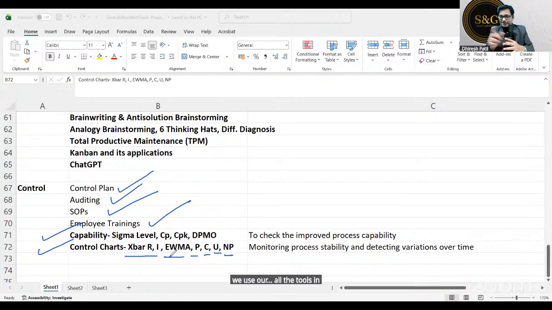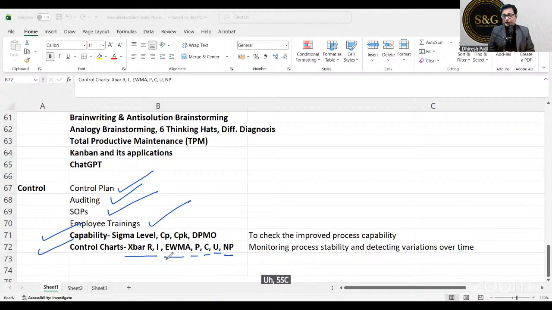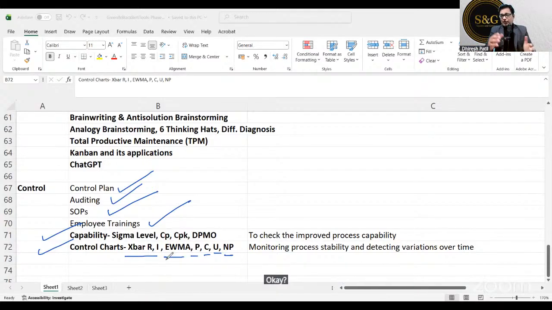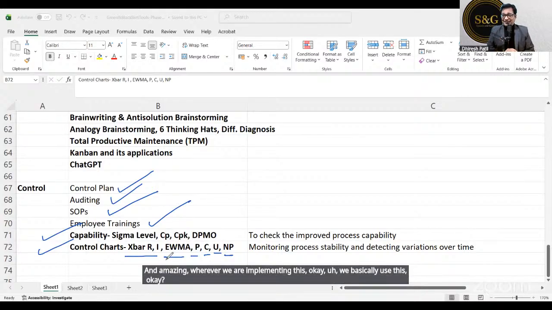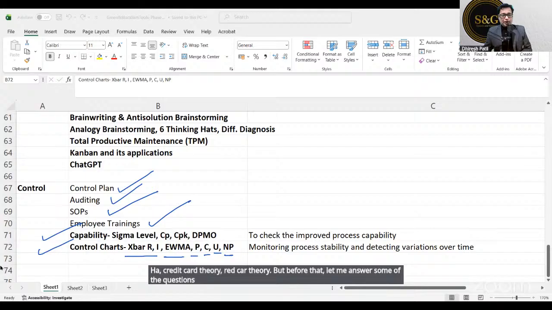Okay, let me just answer this. Ravindra ji has given the full form of 5S, thank you very much. Sort, set, shine, standardize, sustain. So these are the 5 elements. Basically there are 5 Japanese words starting with S. Okay, that's why they are called 5S principles. And amazing, wherever we are implementing this, we basically use this. Okay, red car theory, but before that let me answer some of the questions which are there already.